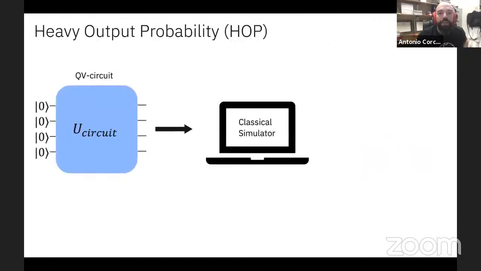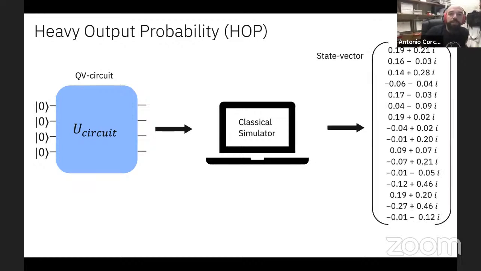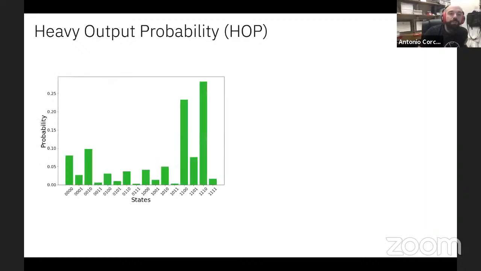Now this is how we get the heavy output. Our circuit can be described by a unitary matrix, which applies to all the qubits being in the ground state, and then we pass it to a classical simulator. We get a state vector out of that, and then we plot the probabilities from that state vector into the basis of choice, which normally is the computational basis for our n qubits. And this will be an example. This is what we will expect from a simulation that we will be sampling for a particular circuit.